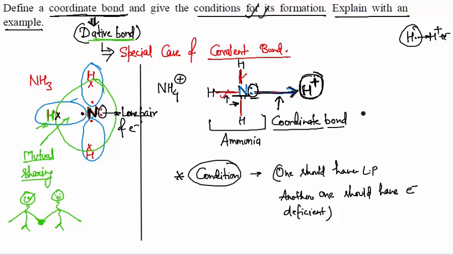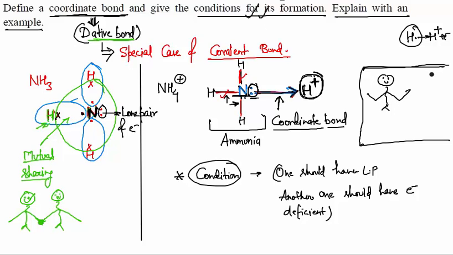You got this point. I think this coordinate bond is clear to you. Just on a lighter note, you can understand this concept like this. Suppose there's one guy, and suppose he's happy. He has two hands. And this other guy has no hands, so that's why he is serious.